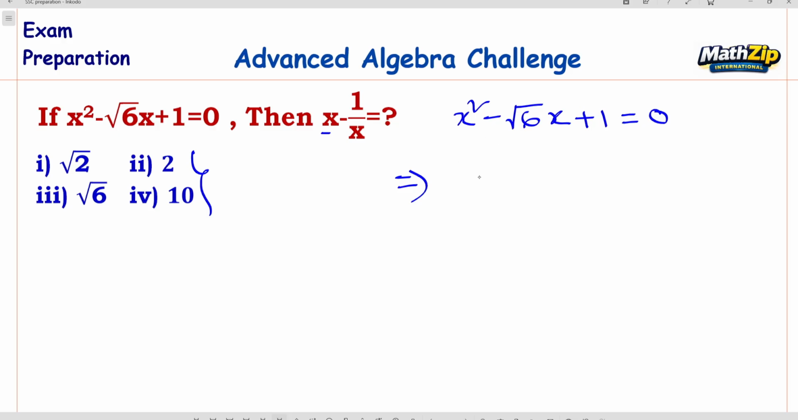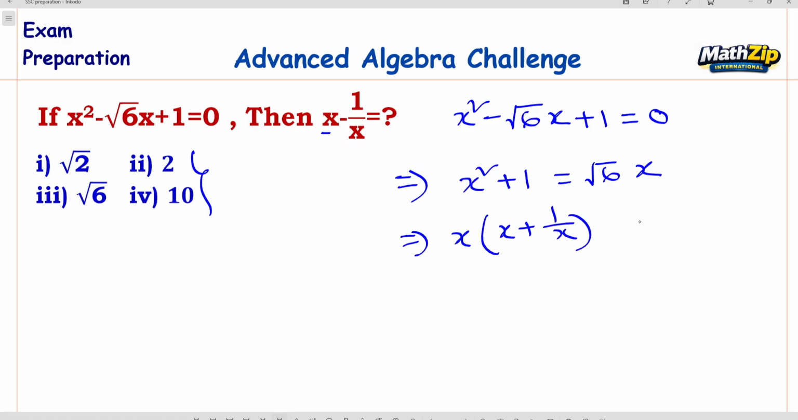From here, we can write x square plus 1 equals, adding root 6x to both sides, root 6x. Now here we can take x common. It will be x plus 1 divided by x, it means 1 by x, equals root 6x. So we can divide both sides by x, so this x and this x cancel out. x plus 1 by x equals root 6.